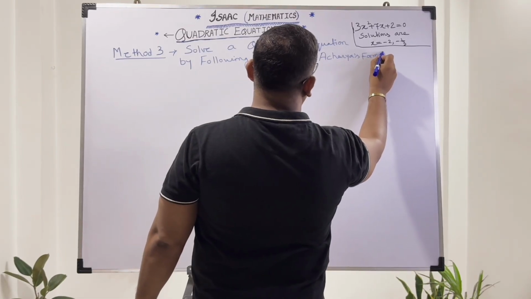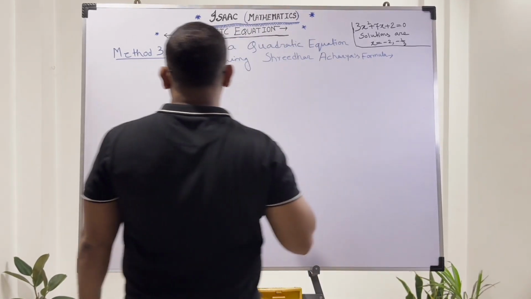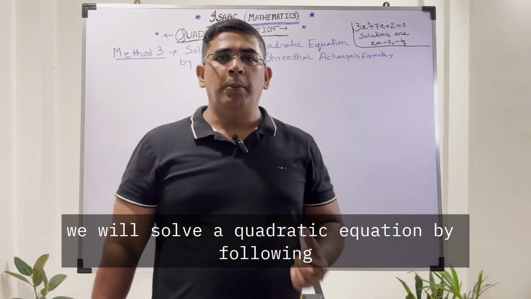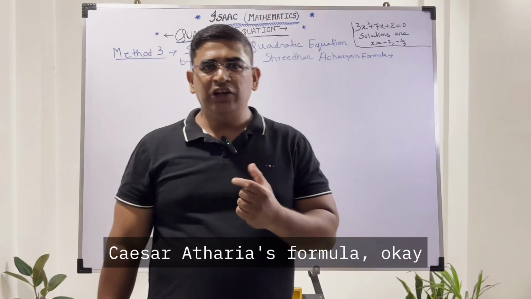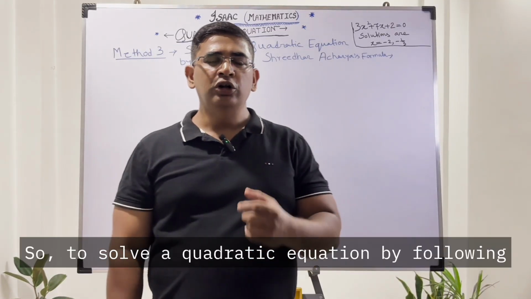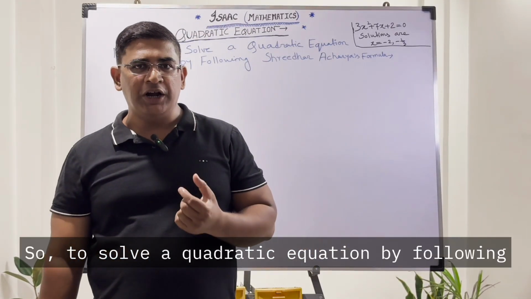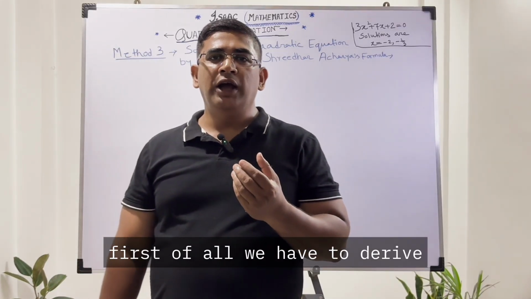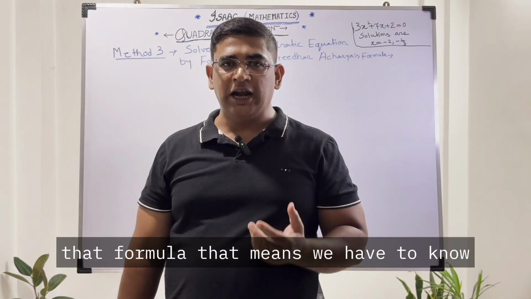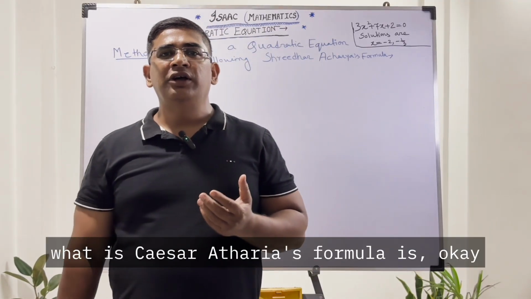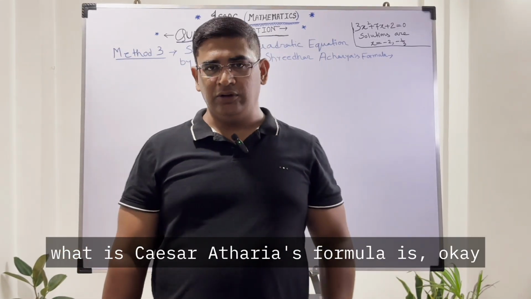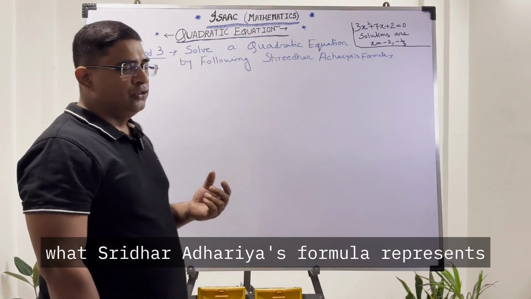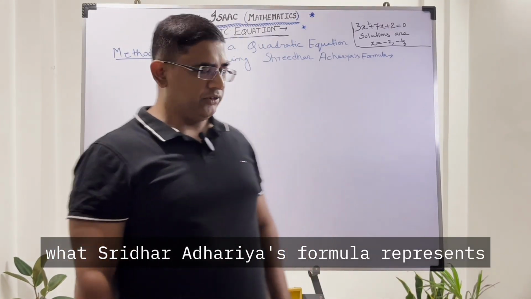In method 3, we will solve a quadratic equation by following the quadratic formula. So, to solve a quadratic equation by following the quadratic formula, first of all, we have to derive that formula. That means we have to know what the quadratic formula is, or what the quadratic formula represents.